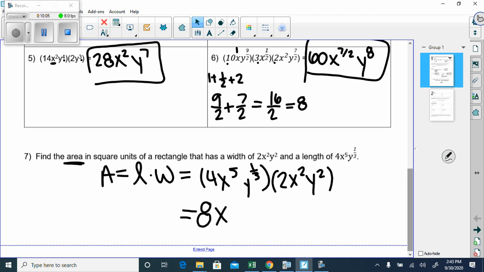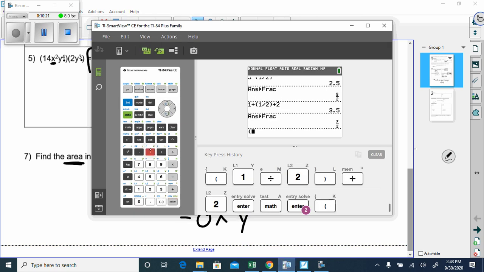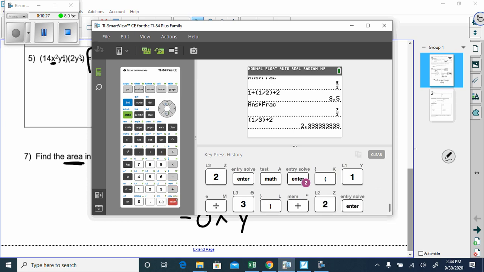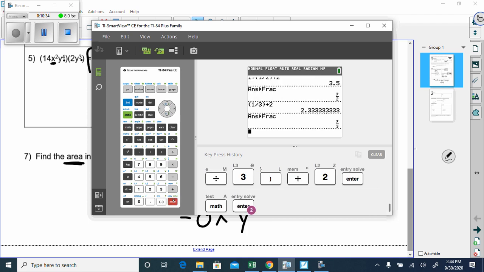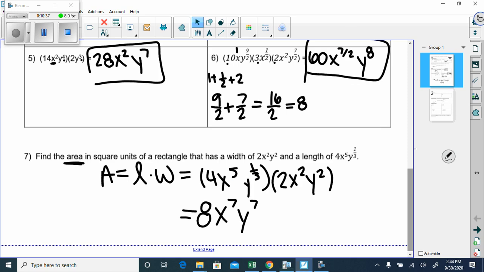Alright, then I'm going to deal with my x's. Here I've got a 5, and here I've got a 2. So I have x to the, good. And then here I've got 1/3 and 2. So I could type that in my calculator. 1/3 plus 2 gives me this decimal. And then I convert it back to a fraction. Math, enter, enter. We end up with 7/3. So, here we are, and this is our area. Right?